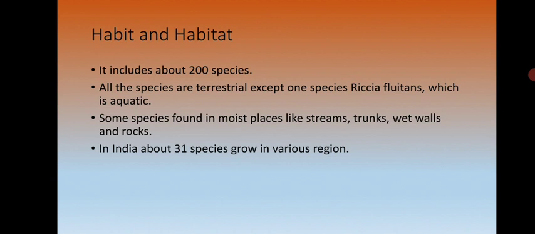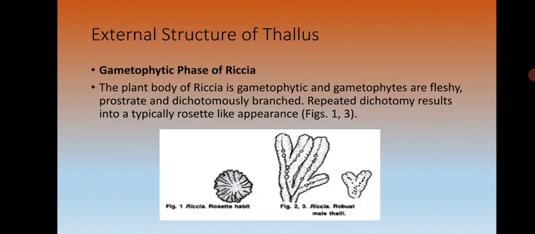All the species are terrestrial except one species, Riccia fluitans, which is aquatic. Some species are found in moist places like streams, trunks, wet walls and rocks. In India, about 31 species grow in various regions.